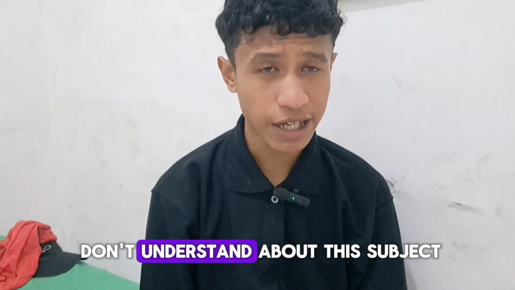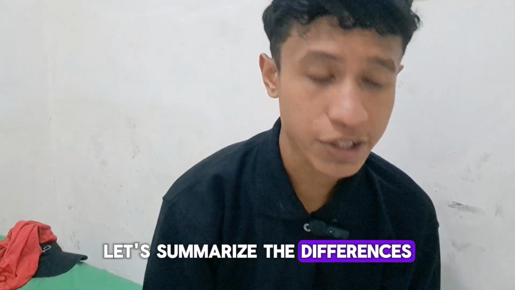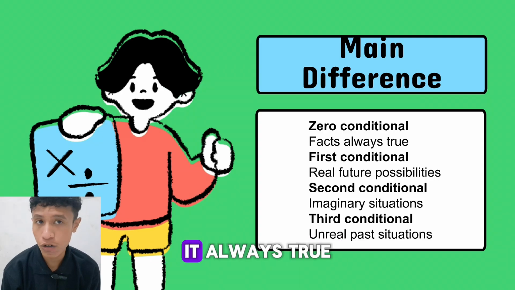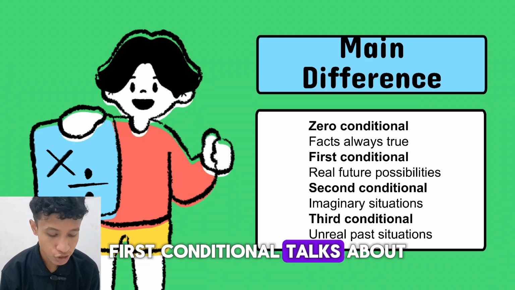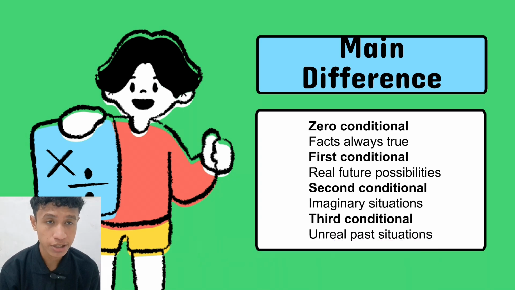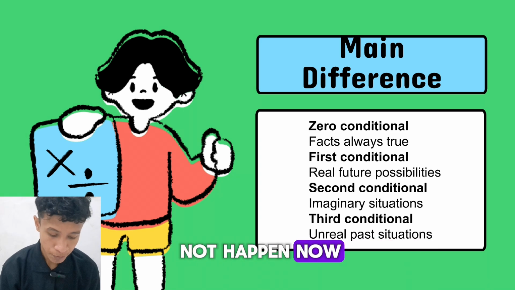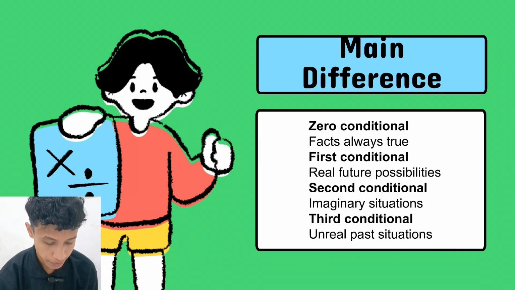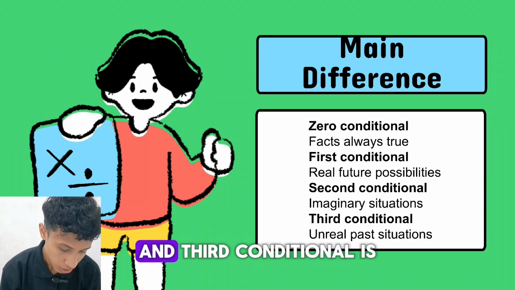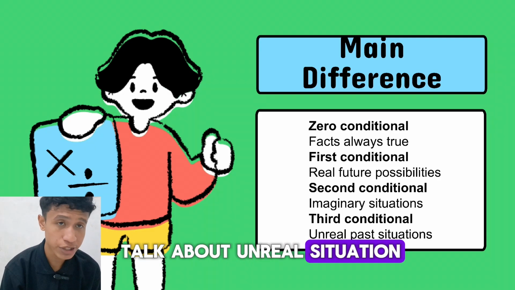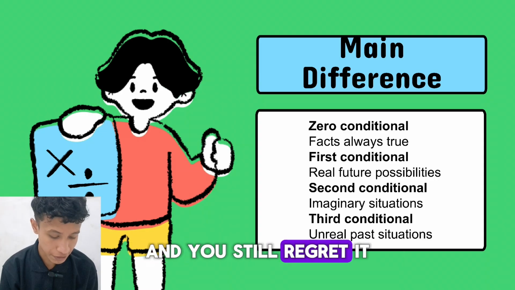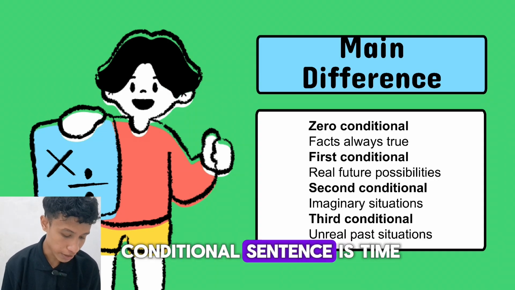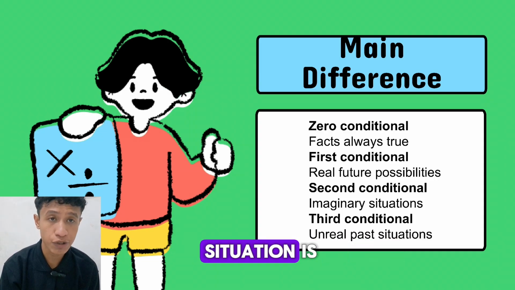If you still don't understand the subject, let's summarize the differences. Zero conditional talks about facts and things that always happen; it is always true. First conditional talks about real and possible future situations. It is possible but not happening now. Second conditional talks about unreal or imaginary situations. It's just in your mind. Third conditional talks about unreal situations in the past that you still regret. The main difference between conditional sentences is time and how real the situation is.